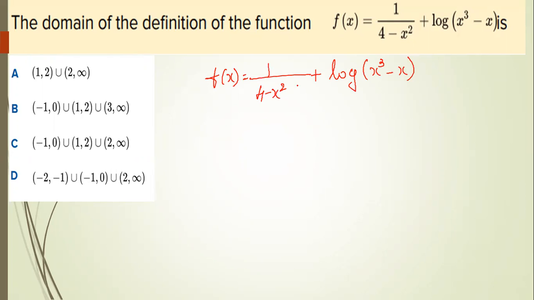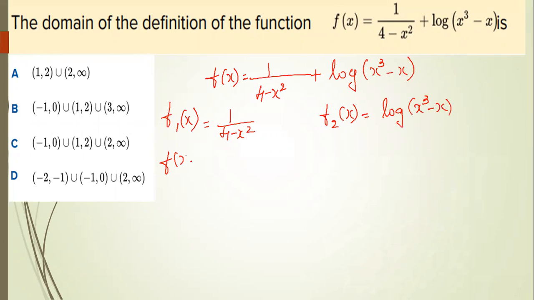Now you can see this particular function is a sum of two functions. Do you agree with this, Ankita? Yes. So which is the first function? The first function, I'll take it as f1 of x is 1 by 4 minus x square. And the second function, I'll take it as f2 of x is equal to log of x cube minus x. So f of x is nothing but the sum of two functions, that is f1 of x plus f2 of x.